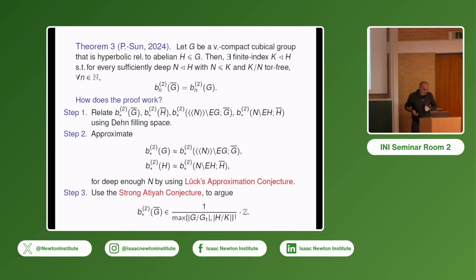Okay. And in the third step, we need to use the Strong Atiyah conjecture for the case we know it holds, which is in our setting and the setting of the theorem, to argue that no matter what the Dehn filling, it will always be in this additive subgroup. We can arrange it to be this additive subgroup of Q. Now, that's a discrete range for these L2 Betti numbers. And because, by step 1 and 2, we argue that they can be arbitrarily close, this will imply that they in fact have to be equal.